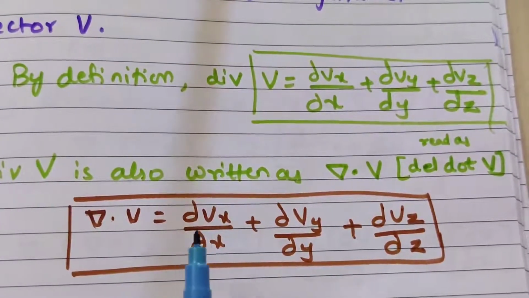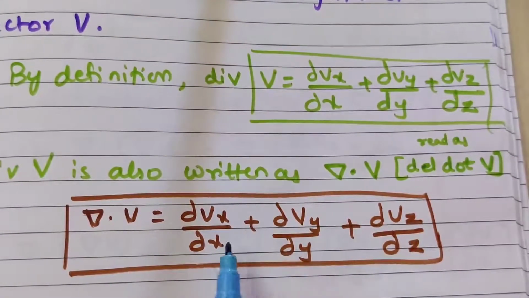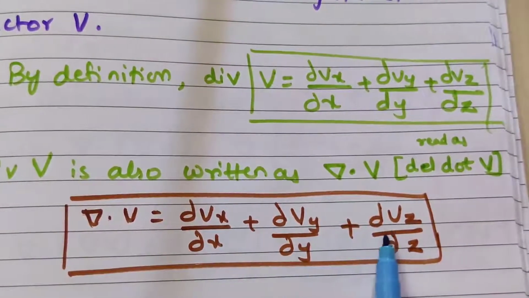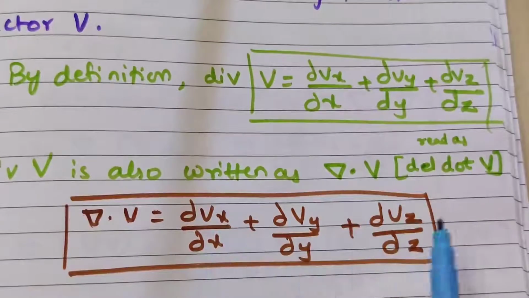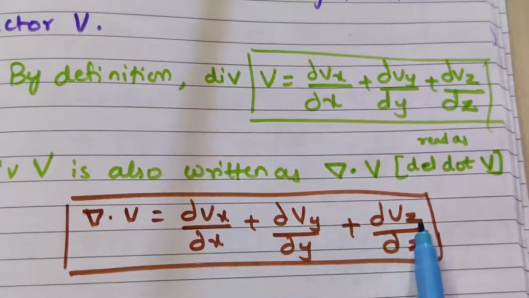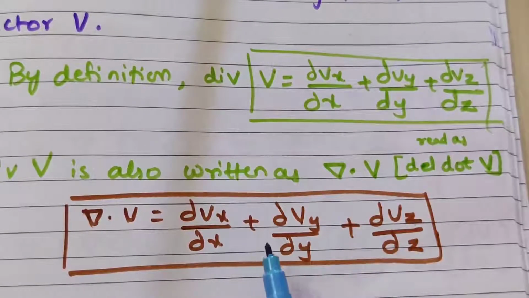Just recollecting again, here we just took V as common, with no x, y, z, and the operator ∂/∂x and so on remains the same. Here we are taking V_x, V_y, and V_z. This is how divergence is defined.